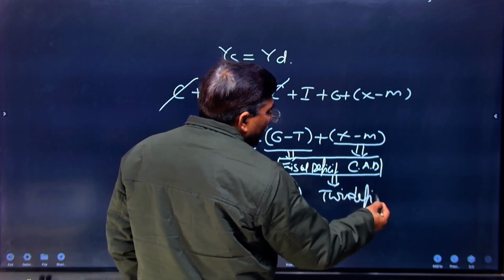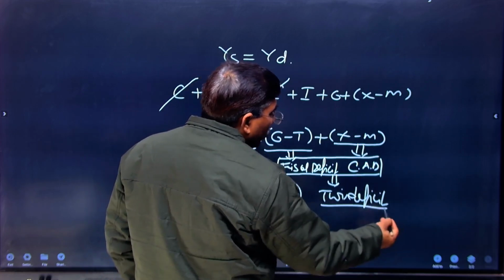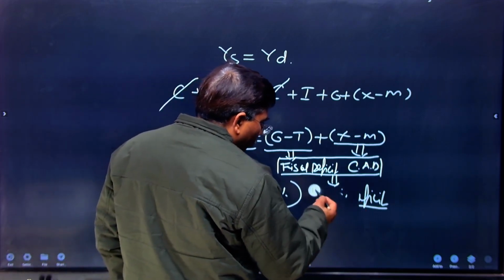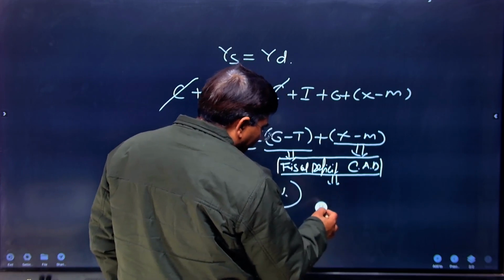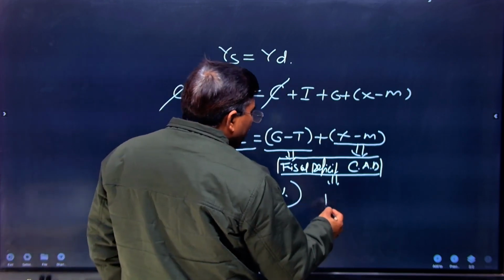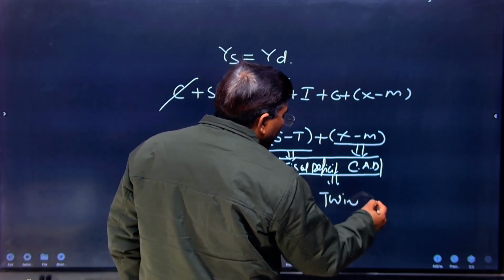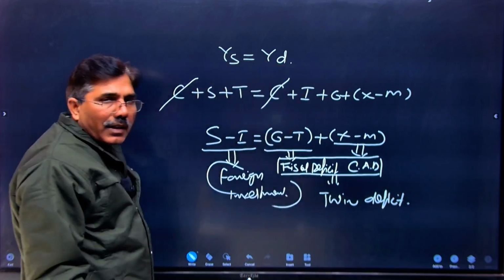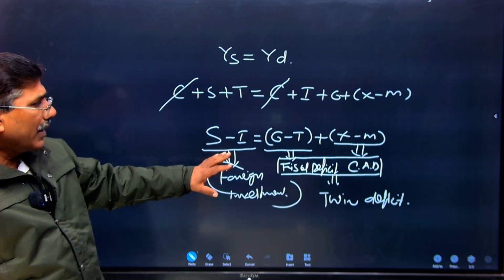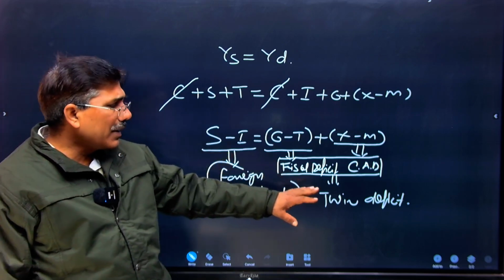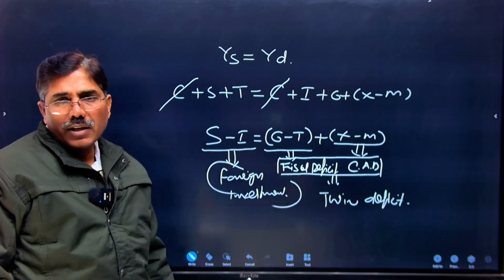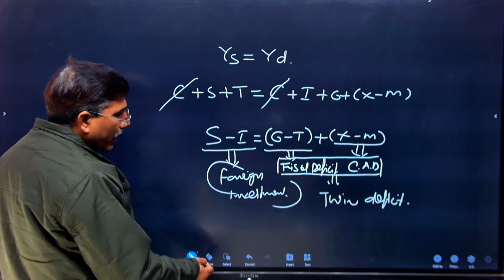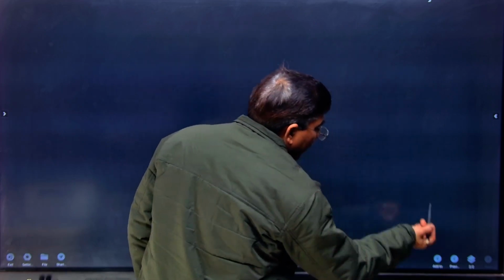Why is this known as twin deficit? Because the birth of these two deficits takes place in an economy at the same time, and who is responsible? I will elaborate on it later. First I will discuss with you the meaning of current account deficit and fiscal deficit, so that you can better understand why these two deficits are known as twin deficit, and on the basis of data you can also analyze this point very easily.